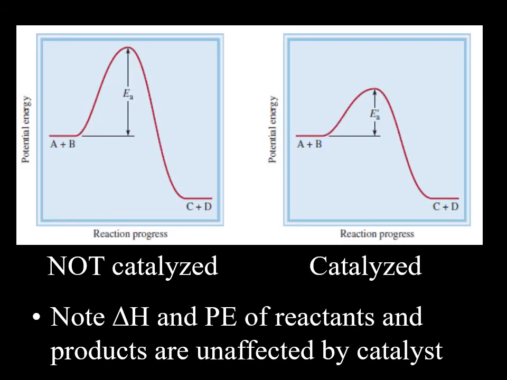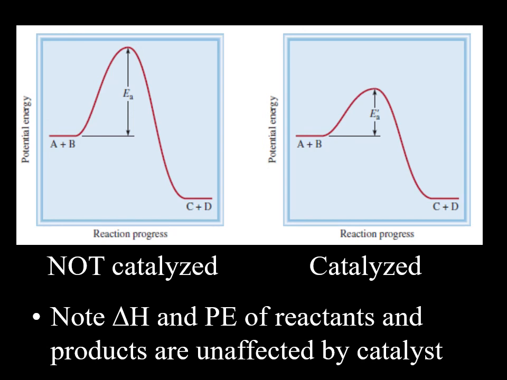You've seen this type of drawing before. I know we did this first year. For the non-catalyzed reaction, the activation energy is higher, the hill is higher. For the catalyzed one, the activation energy has been reduced. But notice that the heat of the reaction and the potential energy of reactants and products are unaffected by the catalyst because the endpoints, the initial state and the final state, and delta H, all of that is a thermo concept, thermo and equilibrium. It has nothing to do with kinetics. The kinetic portion of this drawing is the only thing that's changing.